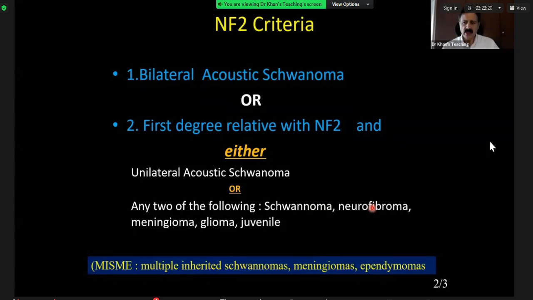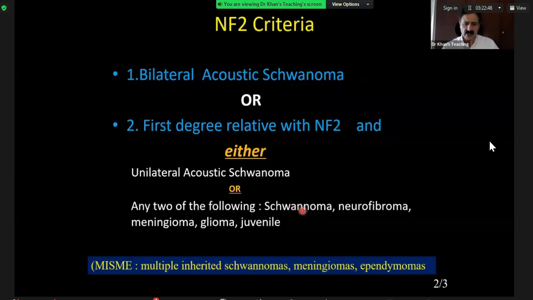Neurofibromas can occur in and around the skull, for example, in the orbit, or in the scalp, etc., but not within the intracranial cavity. On the other hand, schwannomas of the cranial nerves can happen within the intracranial cavity. So, other than the 8th nerve, there can be schwannomas arising from other intracranial nerves also. This is one point to remember.